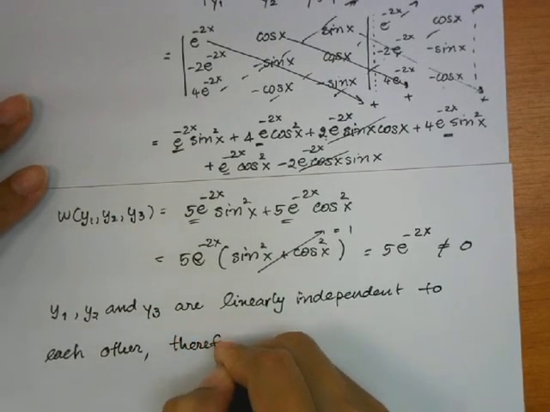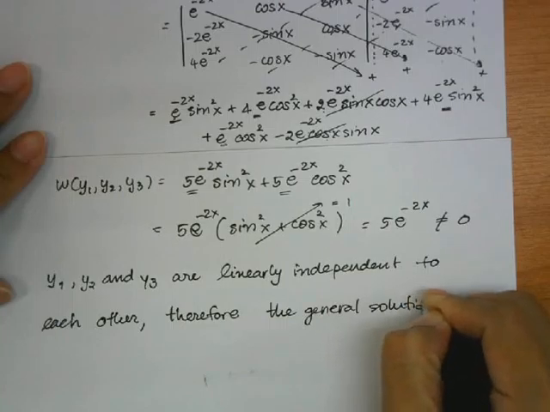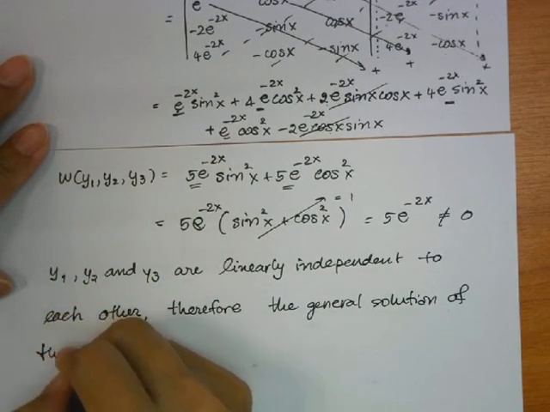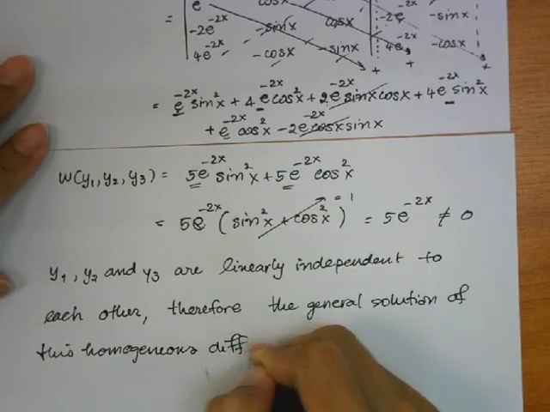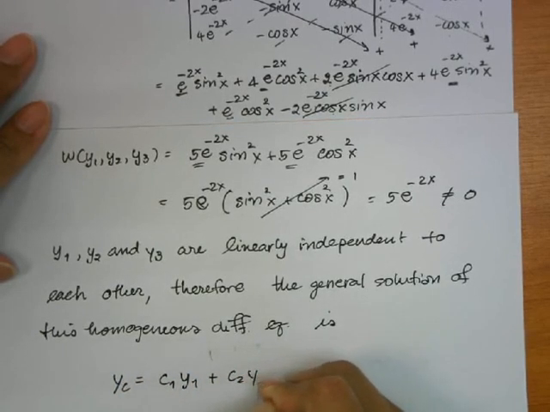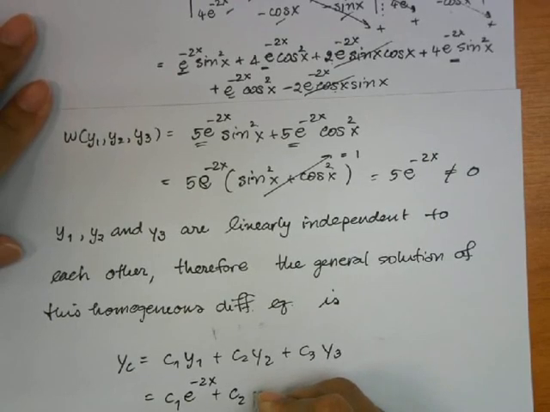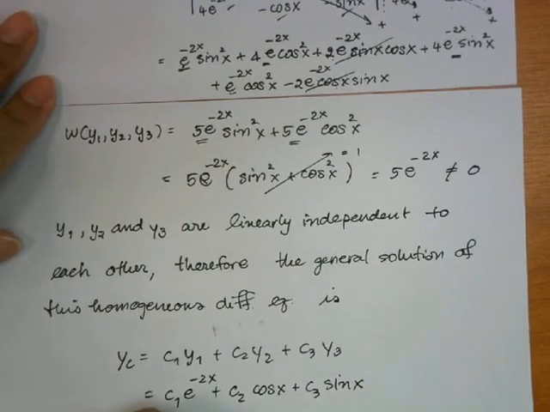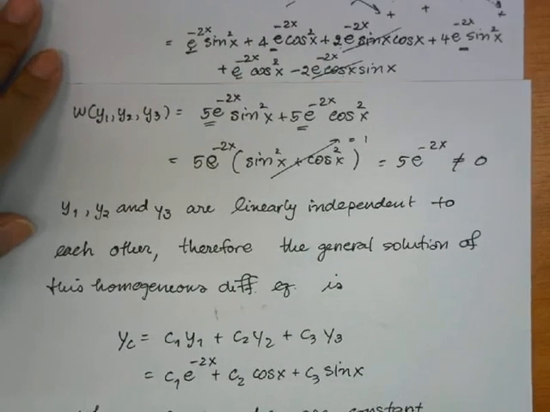Therefore, the general solution of this homogeneous differential equation is yc is equal to c1 y1 plus c2 y2 plus c3 y3, which is c1 times exponential of minus 2x plus c2 times cos x plus c3 times sin x, where c1, c2, and c3 are constants. That's the end.